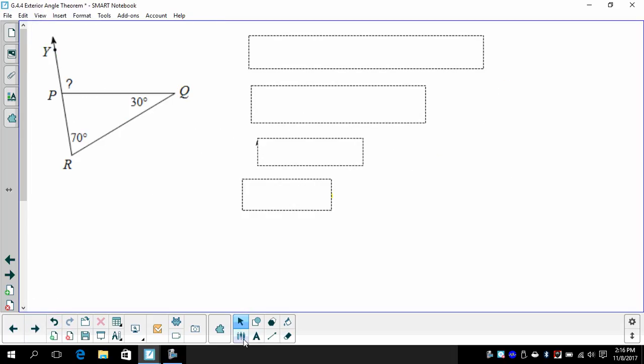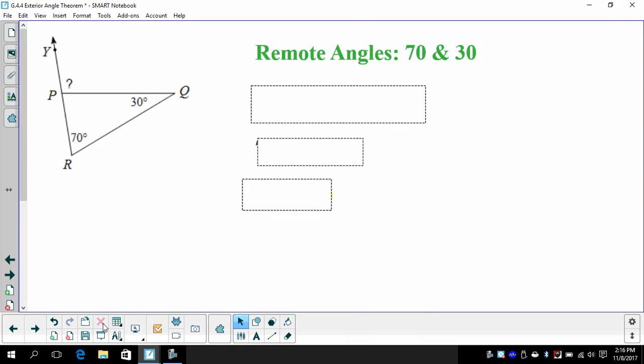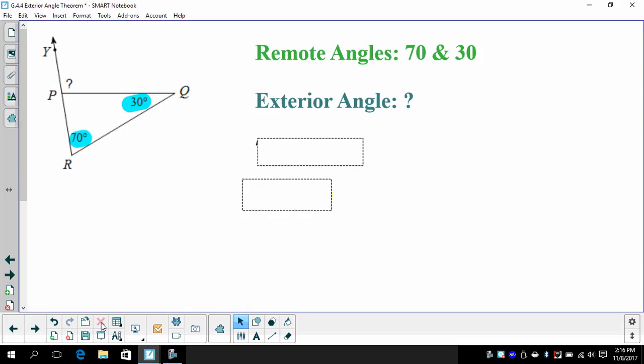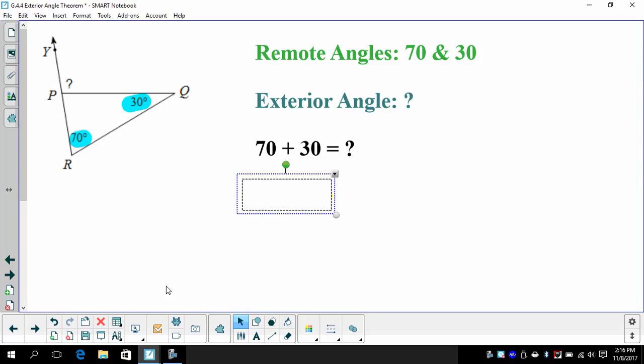So let's do an example here. I want to call out which of my angles are the remote angles, and that's the angles that are 70 and 30. They're the angles inside that are not next to my exterior angle. And my exterior angle is labeled question mark in this problem. So my equation I can write is 70 plus 30 equals question mark, and I can find out that that exterior angle is 100 degrees.